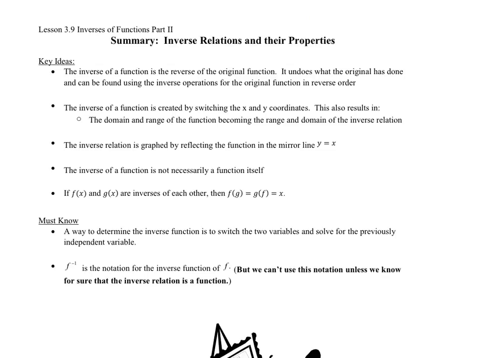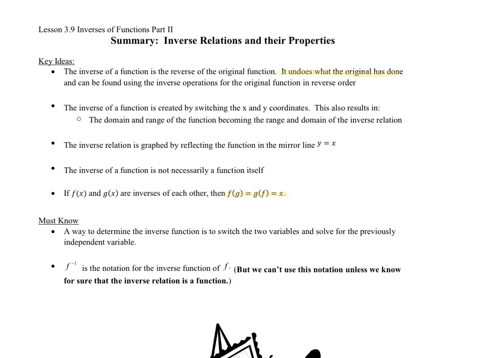Okay, and that basically is it for our inverse functions, relations, and properties. So here's some summary of key ideas on this last page of the lesson. The inverse of a function is the reverse of the original. So the inverse will undo what the original has done, and it can be found using the inverse operations for the original function in reverse order. And the whole idea of it undoing the original function is what causes f of g of x and g of f of x to equal x when f of x and g of x are inverses of each other. So we covered that example yesterday in the notes.